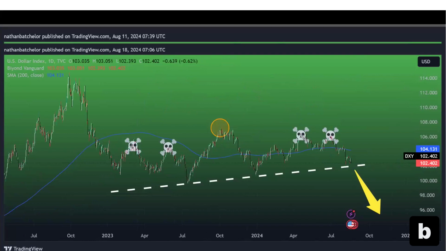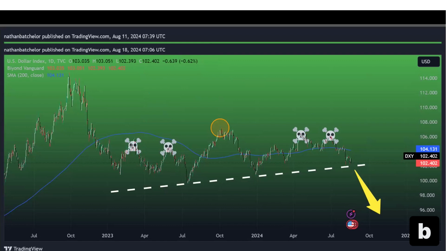Now we move on to the next interesting inversely correlated asset class, and that would be the US dollar. So the US dollar looks to be very bearish to me at the moment, specifically the US dollar index, and we can see this nasty head and shoulders pattern that's forming.